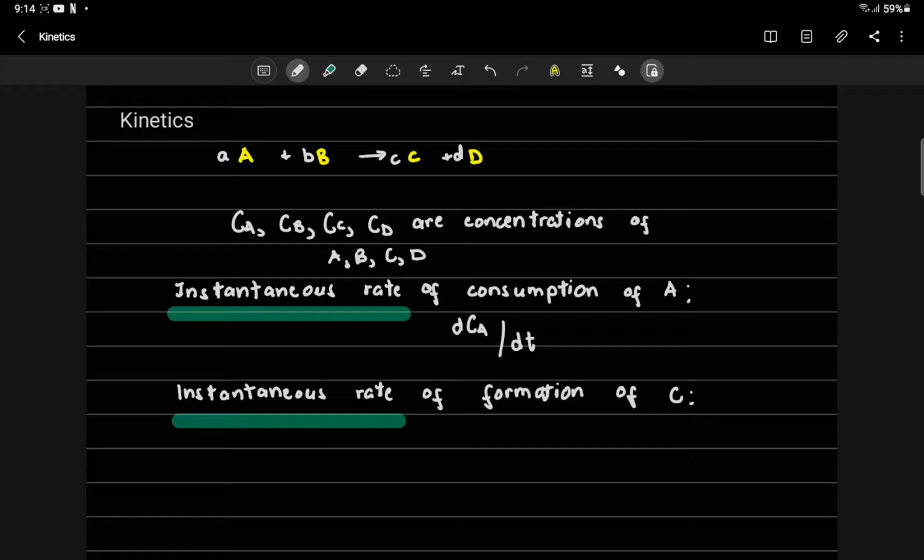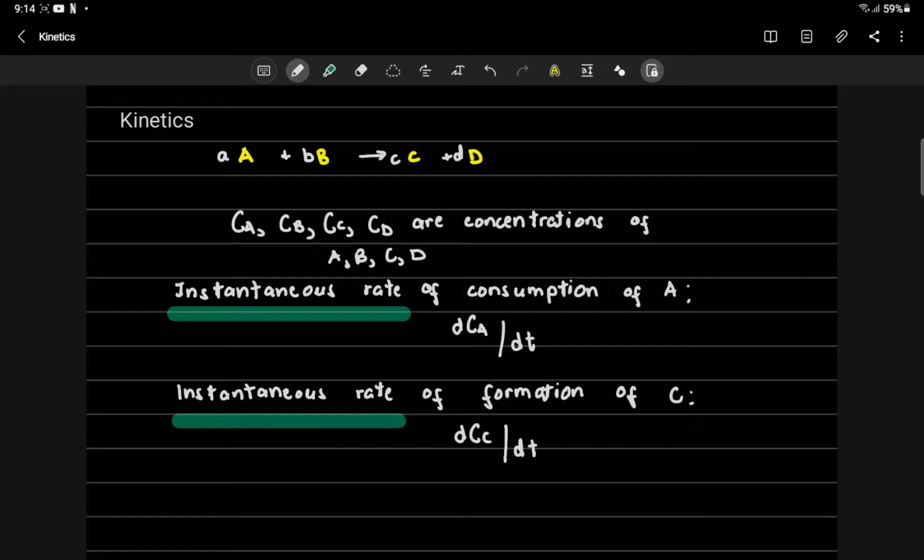Now, on the other hand, we can also mathematically express the instantaneous rate of formation of C. That will be the change in the concentration of C with respect to time. Okay, so this is now the instantaneous rate of formation of C, and you can also do the same with species D.